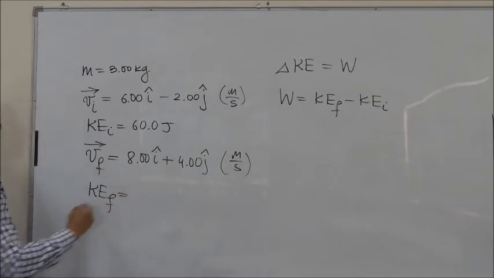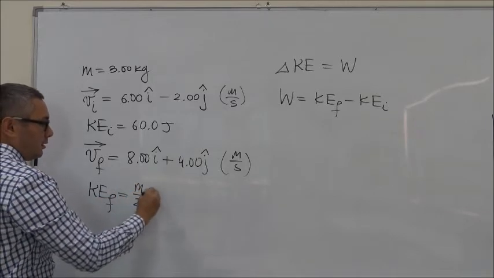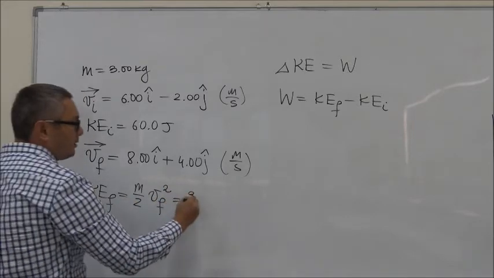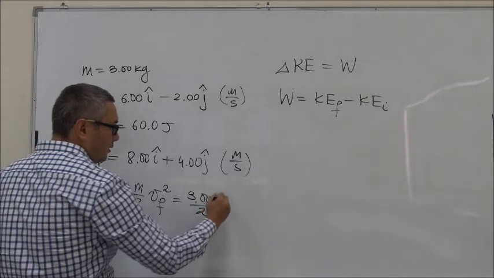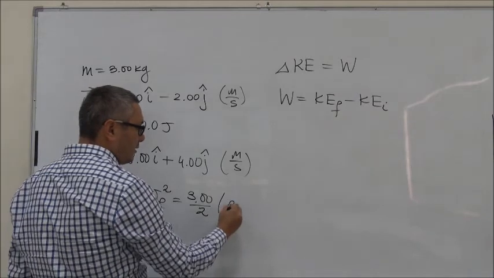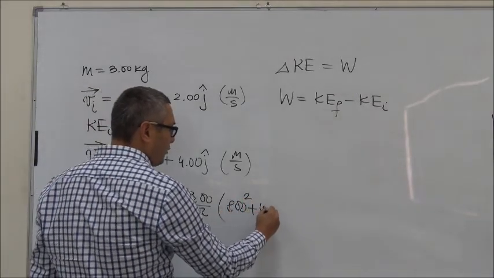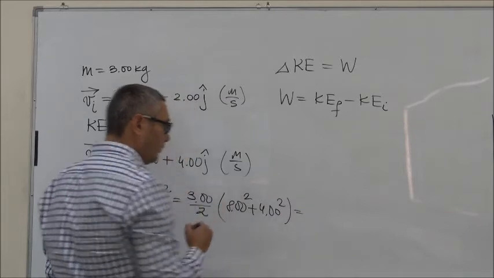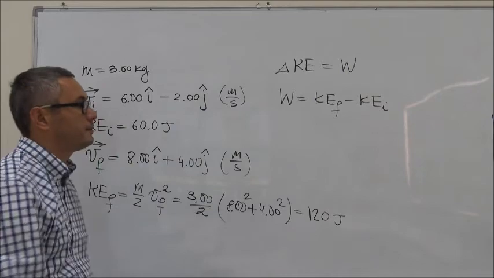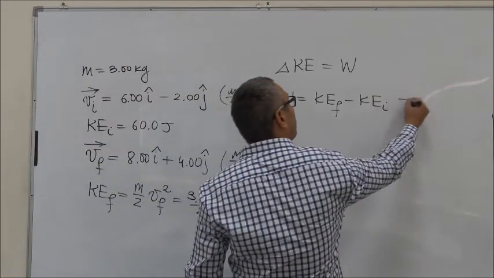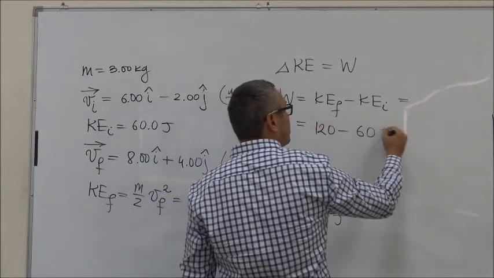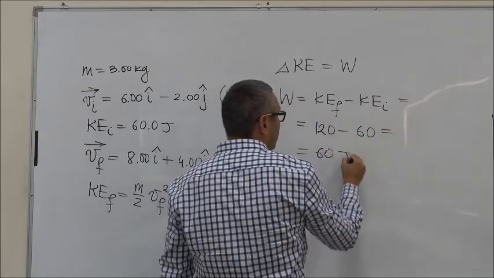Kinetic energy final would be m over 2 v final squared. M over 2 is 3 over 2. V final squared, again using the Pythagorean theorem, is equal to 8 squared plus 4 squared. And if you do the math, this gives you 120 joules. So the work done by the external force on the body is equal to 120 minus 60, which is 60 joules.